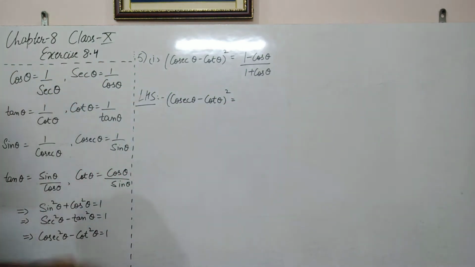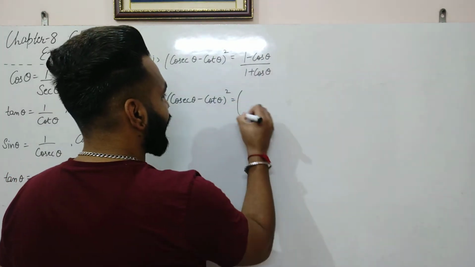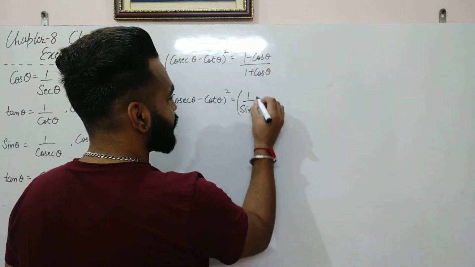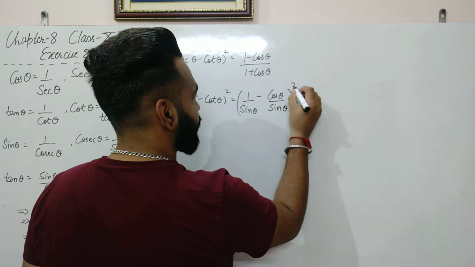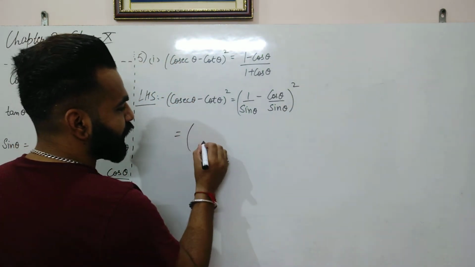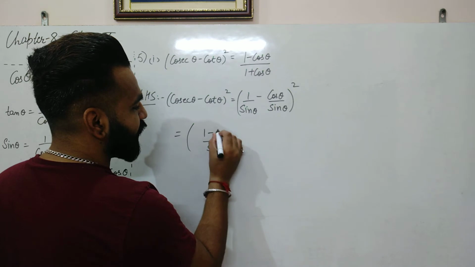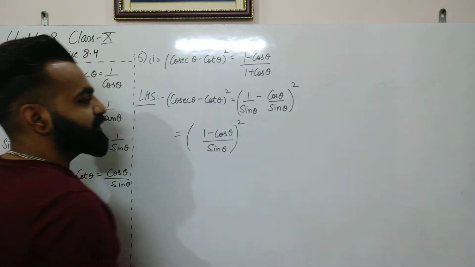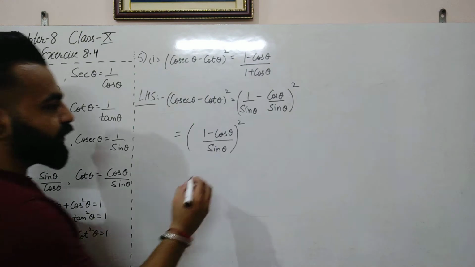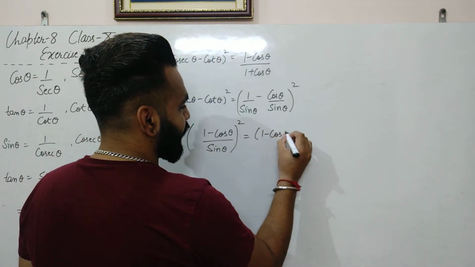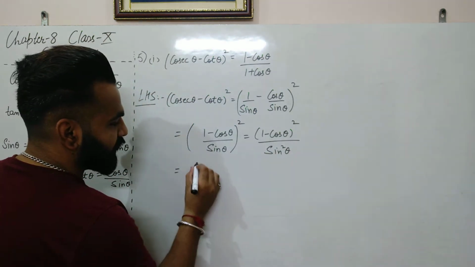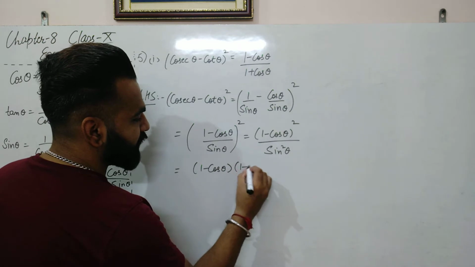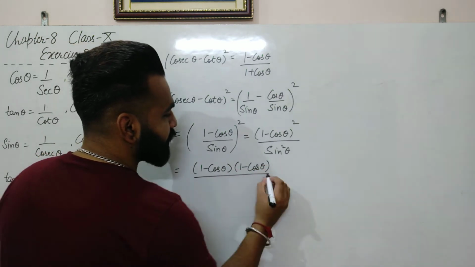We can change cosecant into sine, and also we can change cot into cos and sine. So we can write cosecant as 1 by sine theta, minus cot theta, which is cos theta by sine theta, whole square. On taking LCM sine theta, this will be (1 minus cos theta) square. We can separate the square on numerator as well as denominator: (1 minus cos theta) square by sine square theta. This is (1 minus cos theta) into (1 minus cos theta) upon sine square theta.